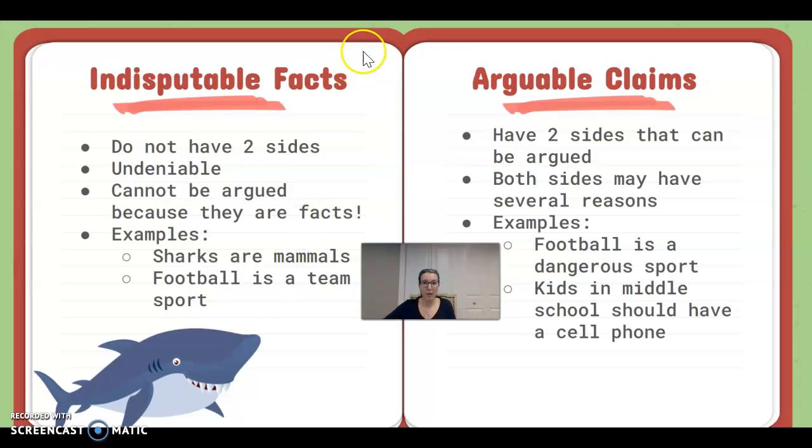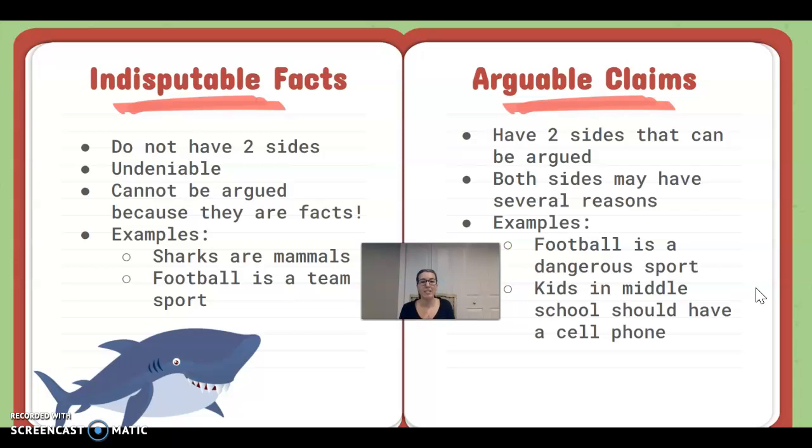Arguable claims, however, are in fact arguable. They're a claim that you make based on your opinion. They have two sides, and both sides may have several reasons. For example, football is a dangerous sport. This is an arguable claim because it's based on opinion. Somebody could easily say, nope, football is not a dangerous sport, and that would be them arguing my claim.